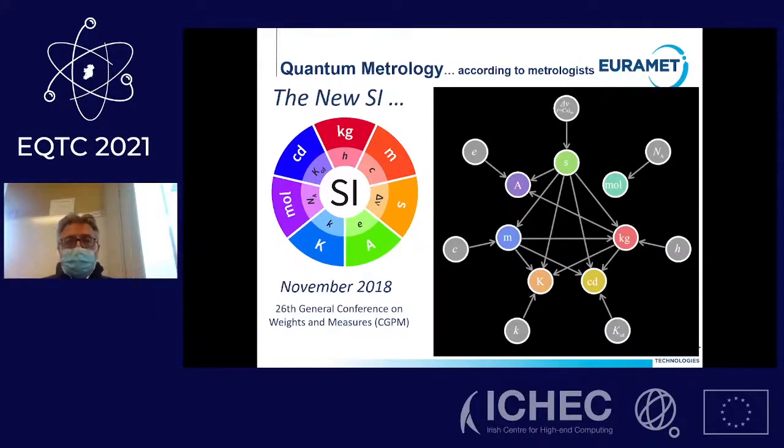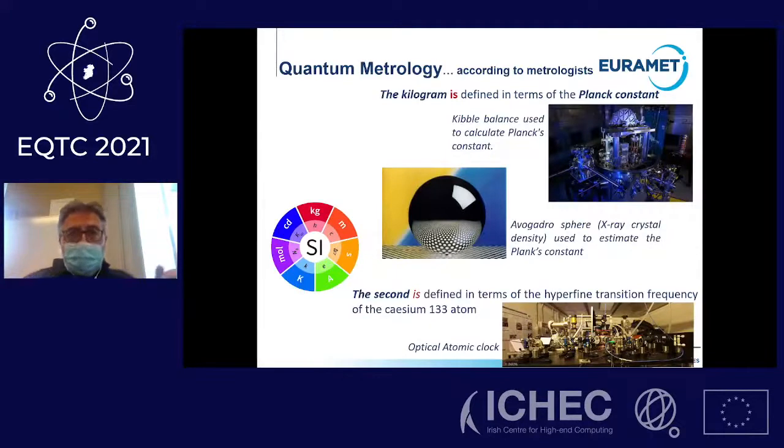If we move to another field, for example, what is quantum metrology for the metrologist? Essentially, this is the new international system of units. You know, in November 2018, the new international system of units was developed, and this new system is no more related to material standards, such as, for example, the kilogram, but the units are defined in terms of fundamental constants. For example, the new kilogram is defined in terms of the Planck constant, through measurement of this Planck constant with the Kibble balance rather than the Avogadro sphere.